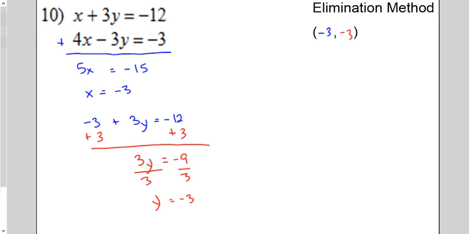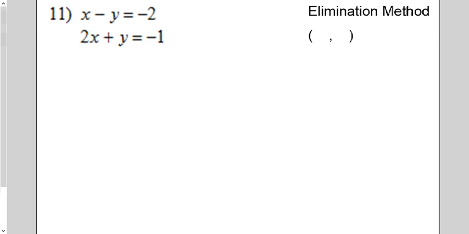Number 11, 2 more to go. Again, be careful. -2 plus -1 is -3, and a negative divided by a positive, as I'm showing you right here, equals a negative. So x equals -1. Plug that in and go solve for y.